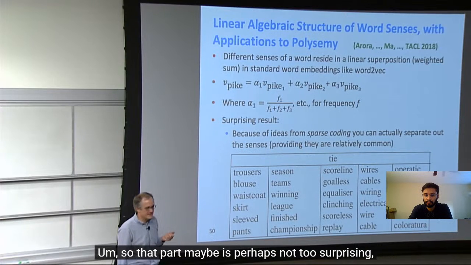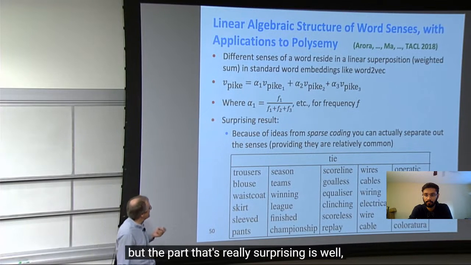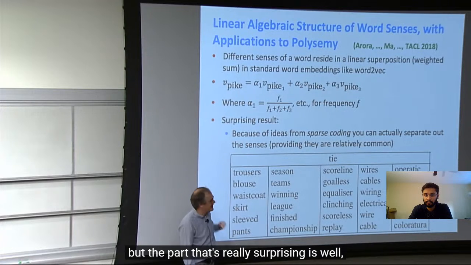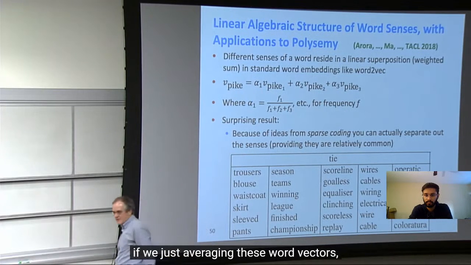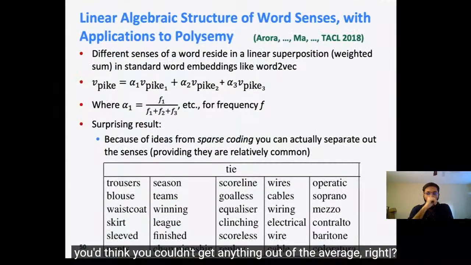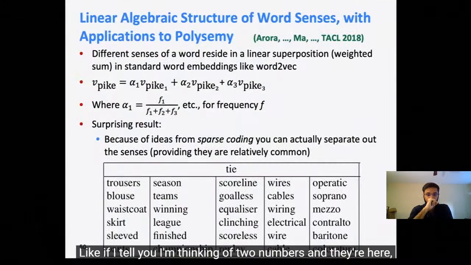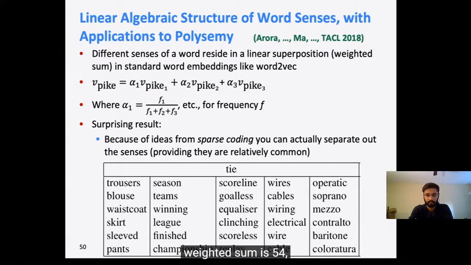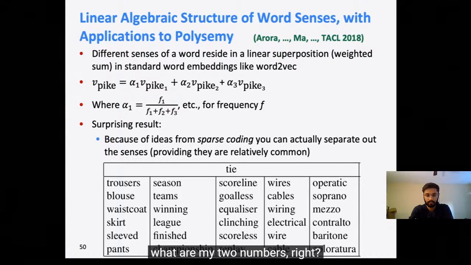So that part maybe is not too surprising, but the part that's really surprising is, well, if we're just averaging these word vectors, you'd think you couldn't get anything out of the average, right? Like if I tell you I'm thinking of two numbers and their weighted sum is 54, what are my two numbers, right?